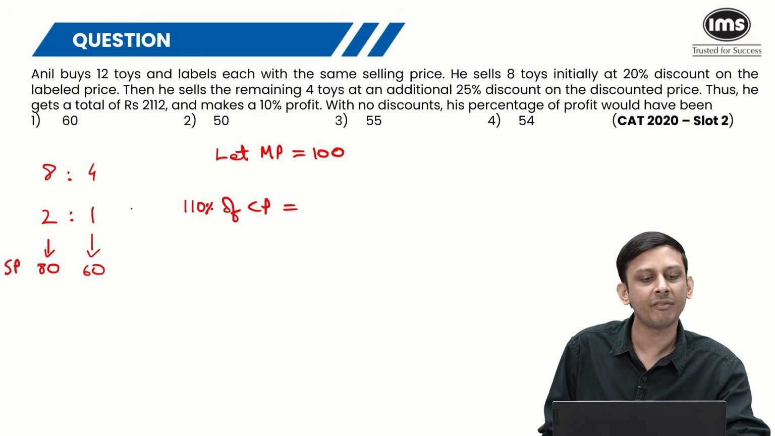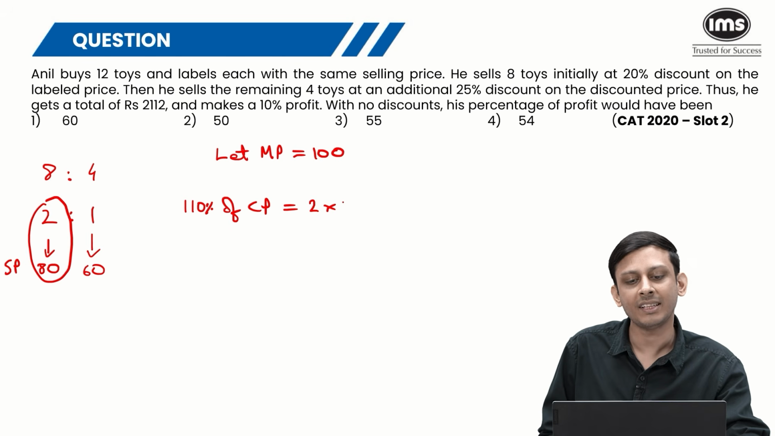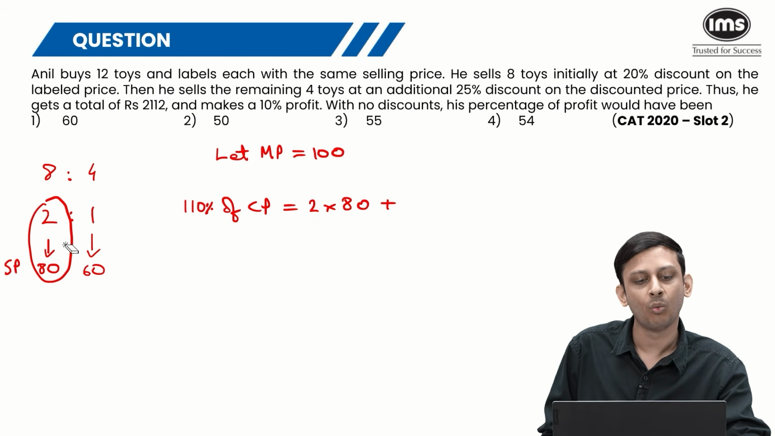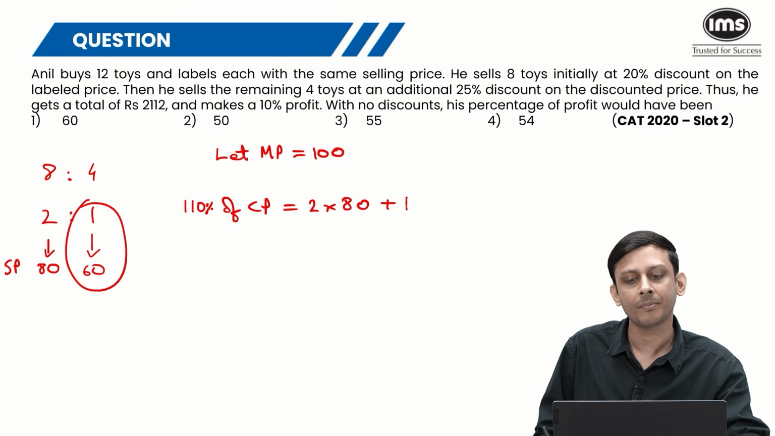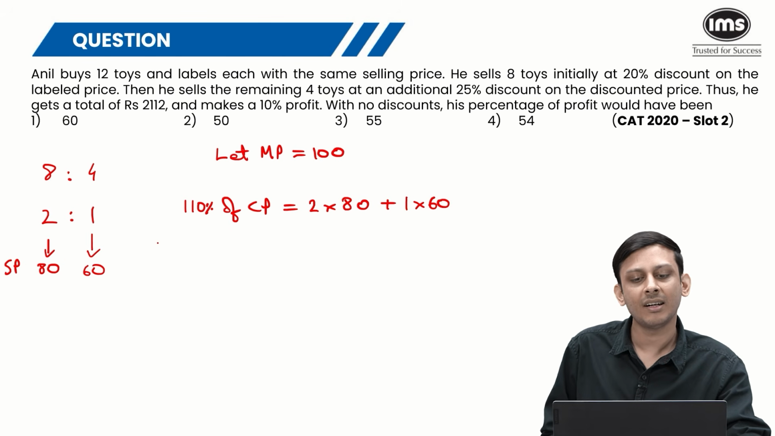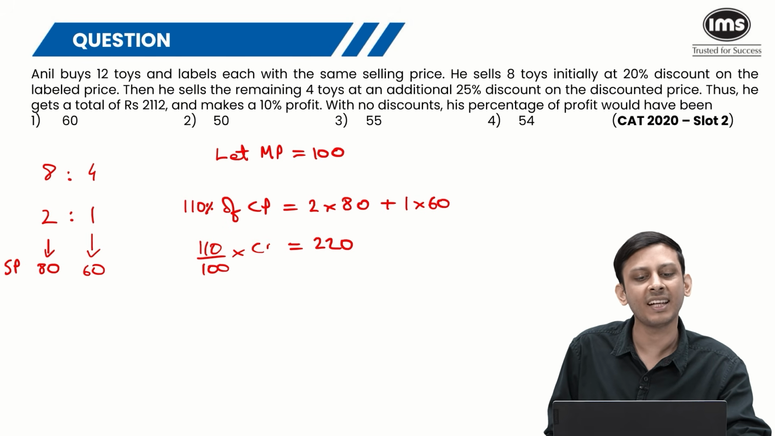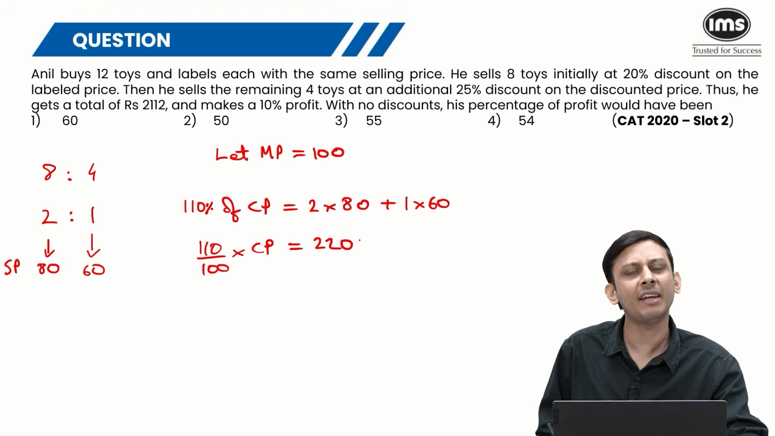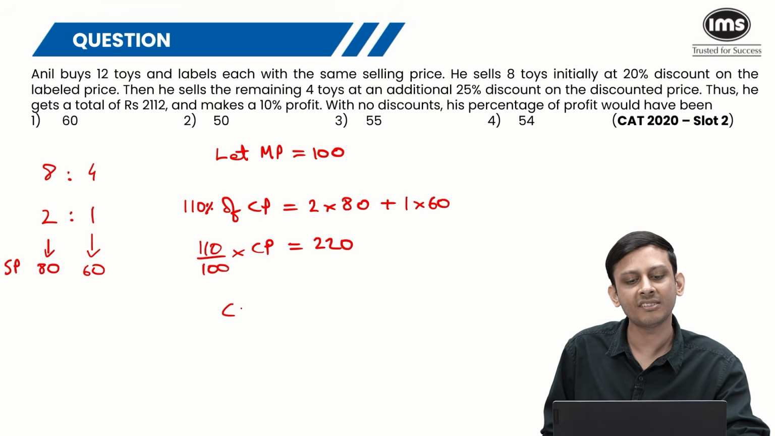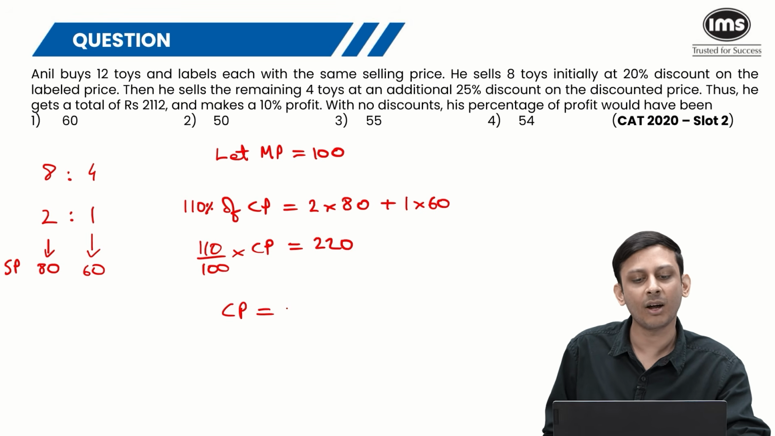And selling price now, if we see, that will be 2 into 80, which is 160, plus 1 into 60, which is just 60. So we'll get 160 plus 60, which is 220. And 110% is 110 by 100, or you can even think of it as 11 by 10. So this is very, very easy calculation where we are just getting that cost price is coming out to be 200.